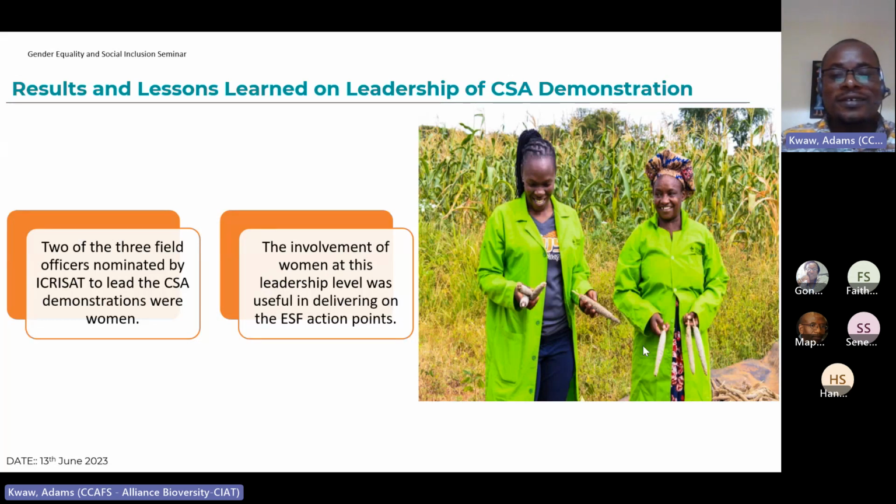So getting women at this level to implement these measures for us worked very well because many of them were sympathetic towards women and wanted to see women as well leading and benefiting from the project activities. And it really helped.